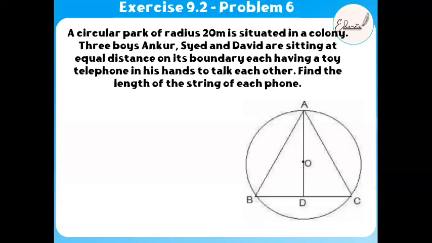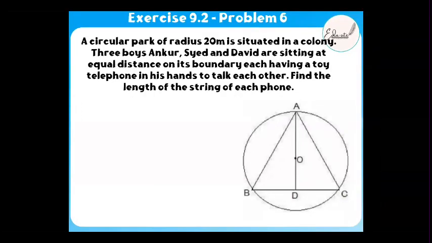Okay. Let's just go to the problem number 6. We're going to start here. What is this problem stating, beta? Come on, read this problem for me. A circular park of radius 20 meters is situated in a colony. 3 boys, Ankur, Syed, and David, are sitting at equal distance on its boundary, each having a toy telephone in his hand to talk to each other.